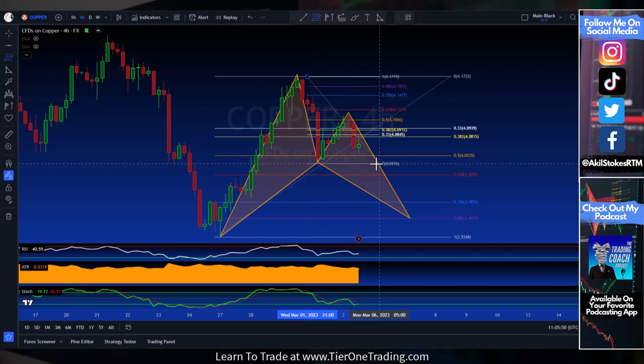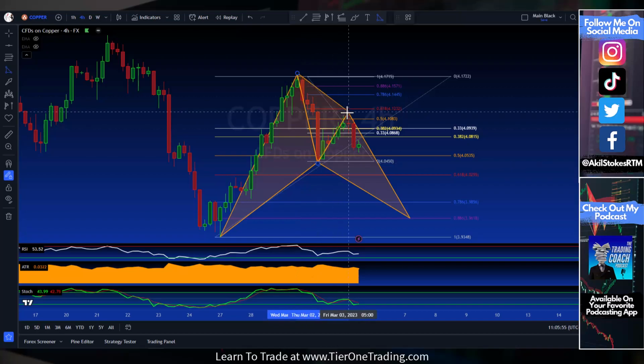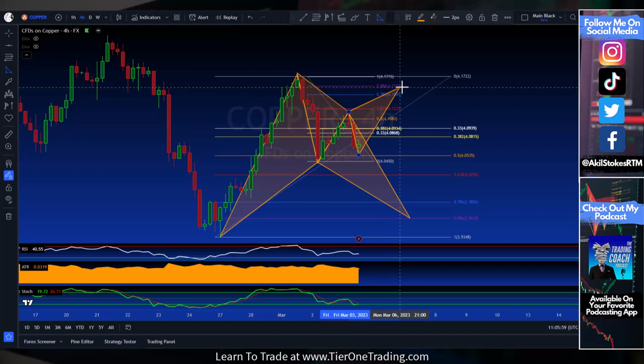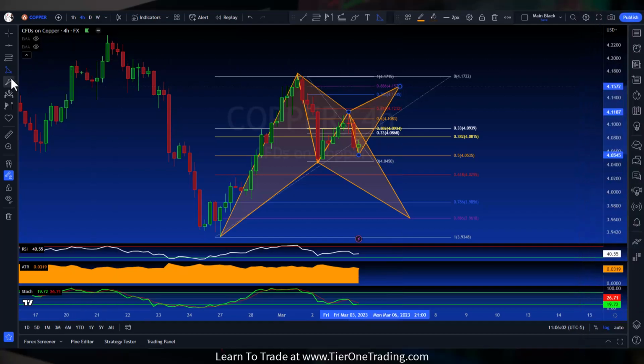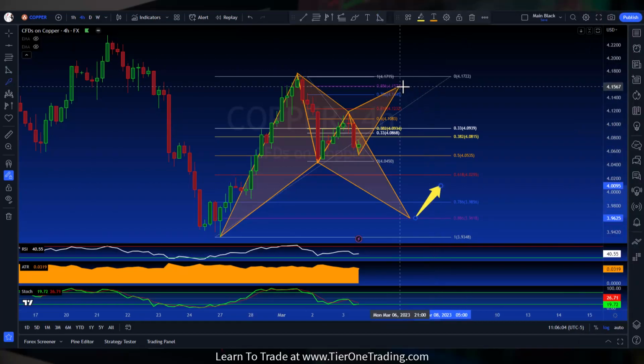A smaller one as well inside of here, looking at X to A to B, B to C. And again, if we go up to this 886, that's going to be our CD completion. This one was going to be a bullish. This one would be bearish.